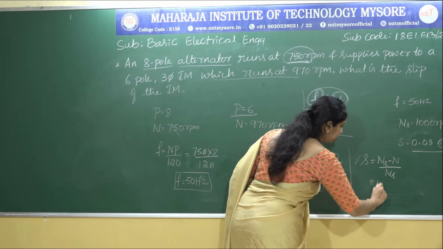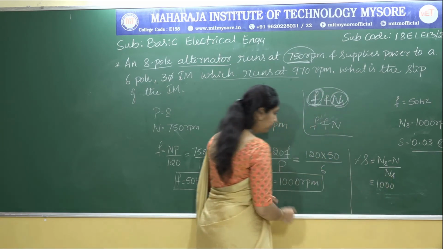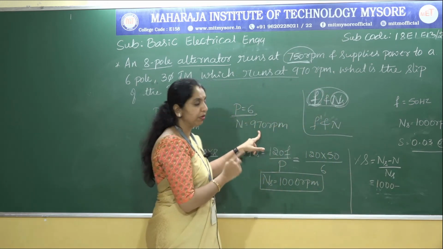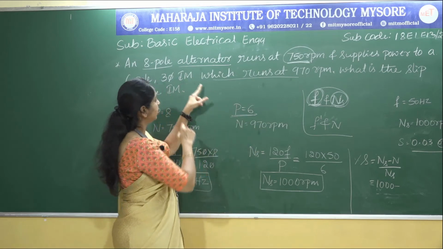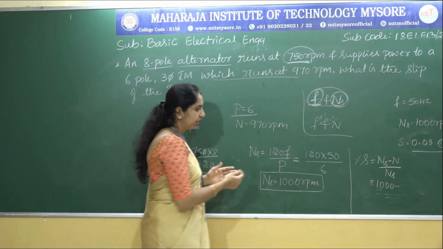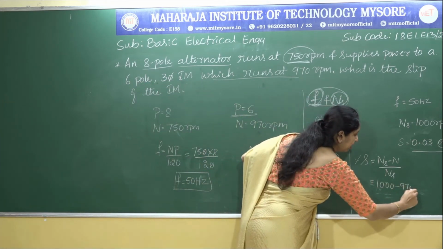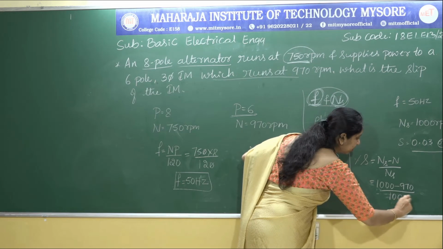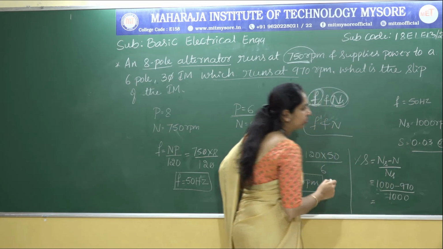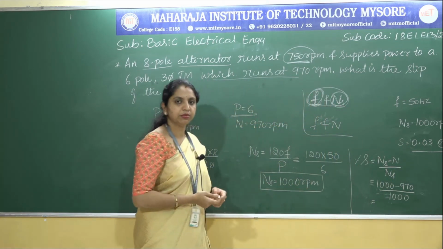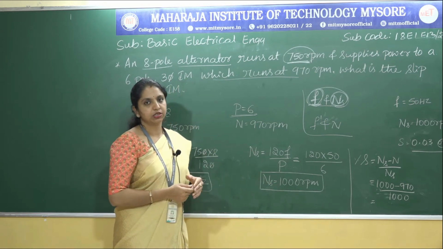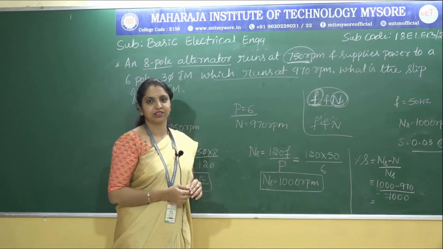So what is Ns? Ns is, as we have already calculated, 1000 rpm, minus N. What is N? N is equal to 970 rpm, because remember the supply is given to this induction motor which runs at 970 rpm. So this 970 rpm is nothing but N. So minus 970 rpm divided by again 1000. Finally, if you simplify this, you will get 0.03, or expressed as a percentage, 3%. So this is how we can calculate the value of slip in a 3-phase induction motor.